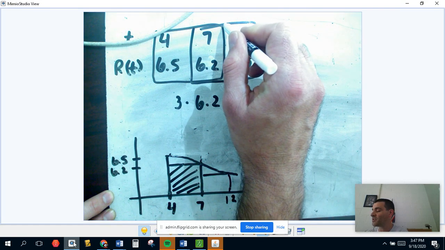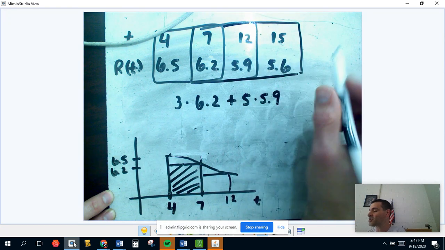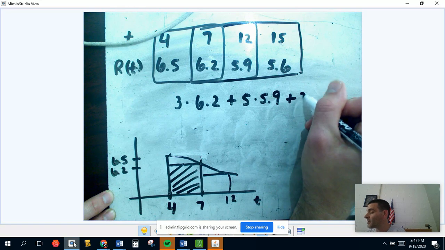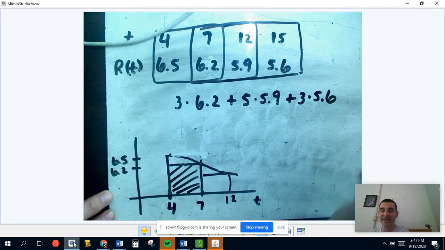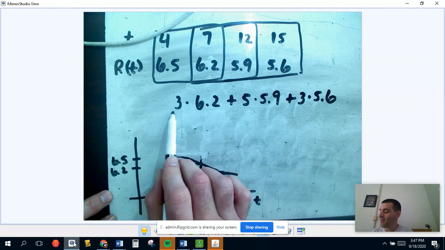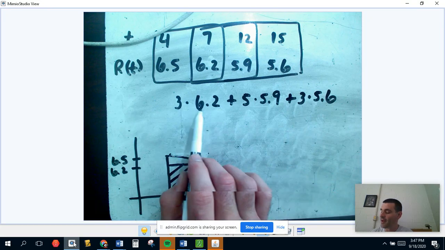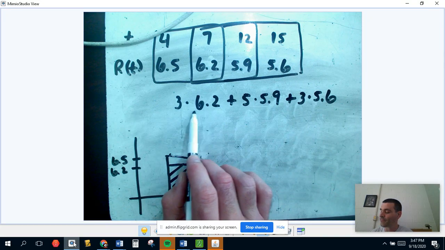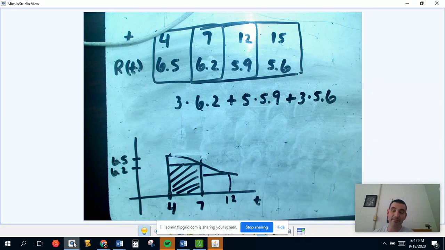And finally, we have this third rectangle. I said to use 3 subintervals. 15 minus 12 is 3, and then we'll use the 5.6. Now, this would not be the case. You'd have the same 3, 5, and 3 regardless, but the height would be different based on if you're doing a left, right, midpoint, or trapezoid.